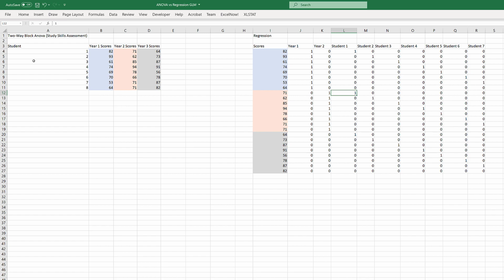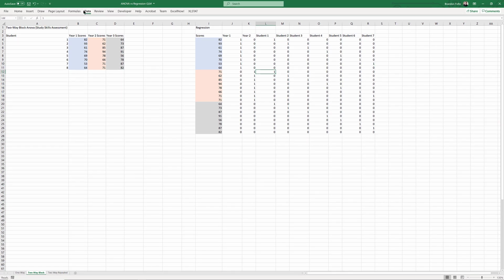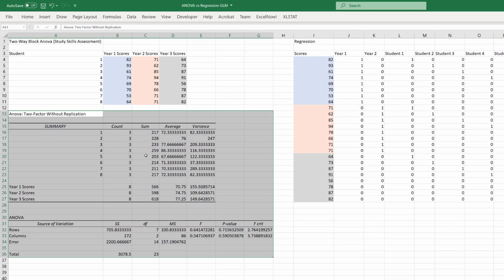Okay, so let's go ahead and do our ANOVA analysis here in Excel. So we'll go to Data, Data Analysis. Now we want ANOVA two-factor without replication. Click OK. So our input range is our table that we have over here on the left. Then we have labels in the top row, alpha 0.05, output range A13. We'll leave that there. Click OK.